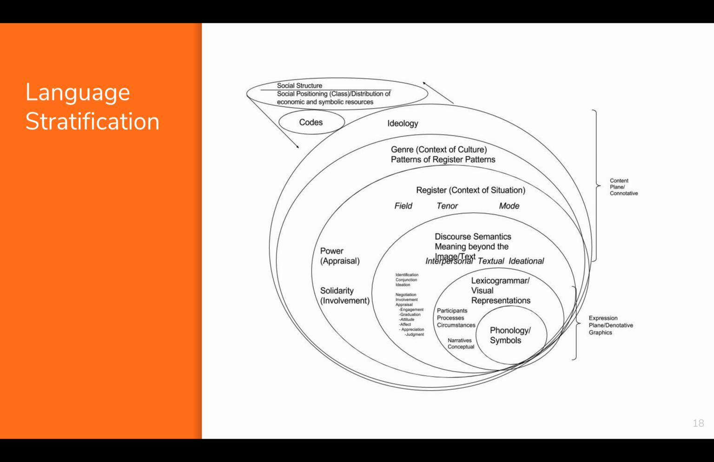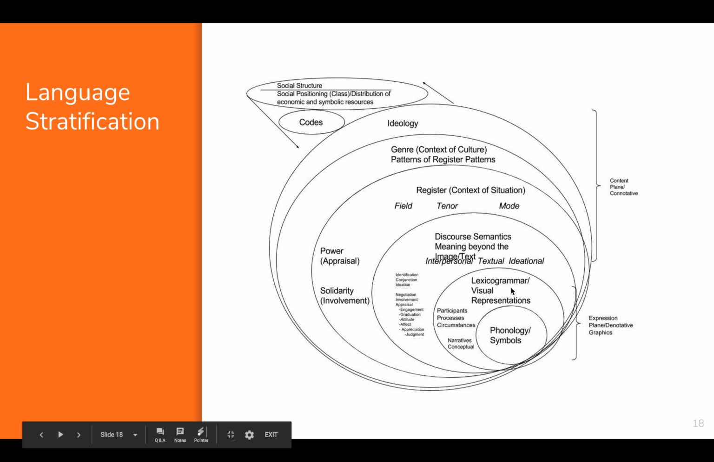Language stratification. This looks like a very confusing chart, but language is stratified, meaning language operates on multiple levels. At the most basic level, we have things like phonology and graphology. Phonology is speech, and graphology is writing. So obviously, texts are made up of writing or speech if they're spoken.